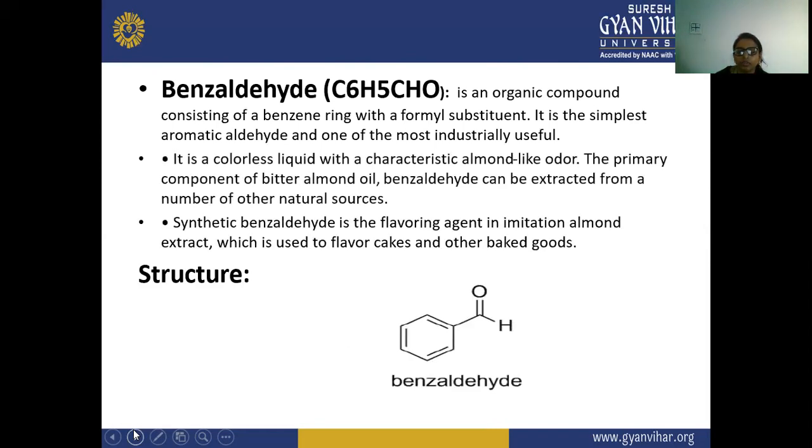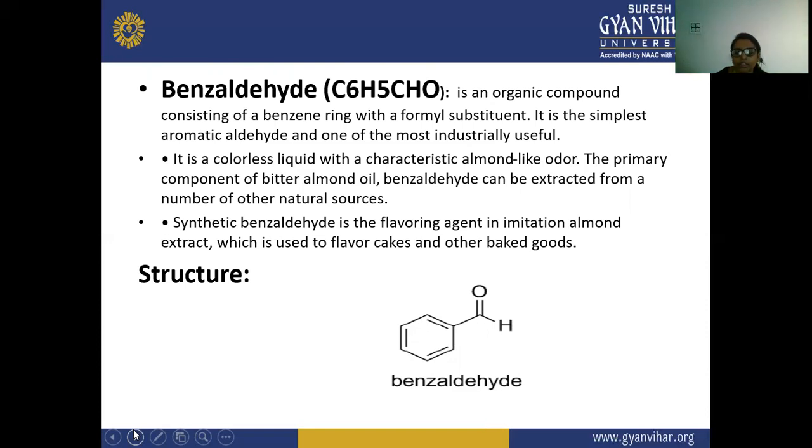So this is the structure of benzaldehyde, an organic compound consisting of a benzene ring with a formyl substituent. Here the formyl substituent is present on the benzene ring, and it is the simplest aromatic aldehyde and one of the most industrially useful. It is a colorless liquid with a characteristic almond-like odor, and the primary component of bitter almond oil. Benzaldehyde can be extracted from a number of other natural sources.